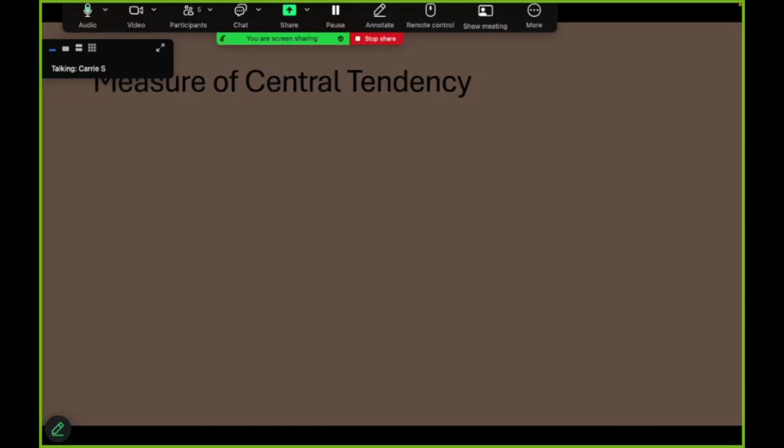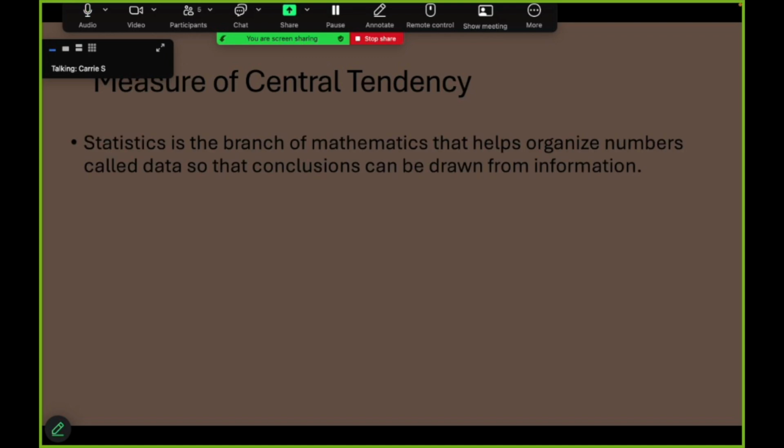So all three of those are what we call measures of central tendency. The word central means the center, okay? And it's a form of statistics. And statistics is a branch of mathematics that helps organize numbers called data so that we can make conclusions from that information. And so those three, the first one we're going to start off with is the mean.